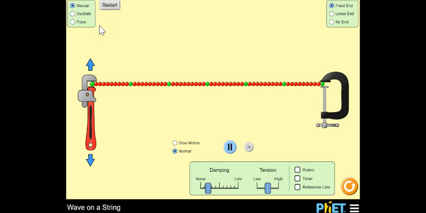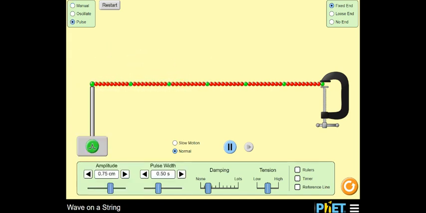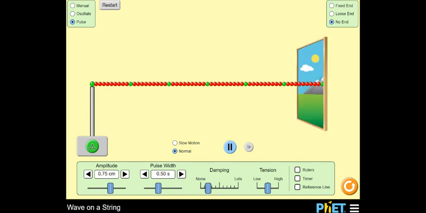Here I have one of my favorite apps called Wave on a String by PhET. It really does a great job in demonstrating waves. What we're going to do is change the configuration of this app a little bit, and set it from manual, which is simply sending a wave, to pulse. And we're going to set it so that the pulse is traveling to a no end. So we're going to look at a pulse traveling along through here.